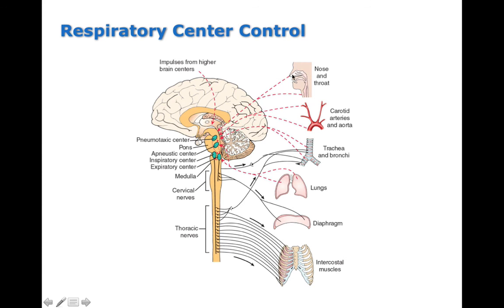So the dotted lines here show afferent input, right? Like input going to the brainstem. And you can see that that input comes from places like your nasal cavity, your pharynx, your carotid bodies, part of your lower respiratory tract, your lungs itself. And all of this is going to provide your brainstem with input about respiratory rhythm.